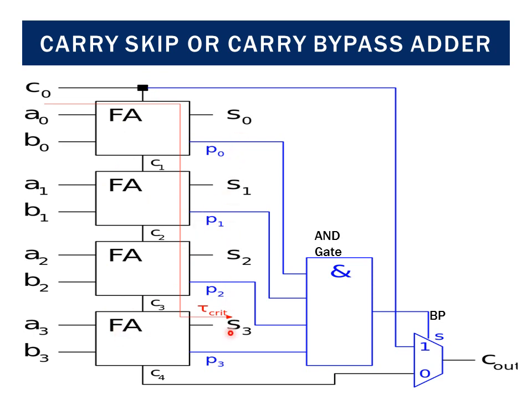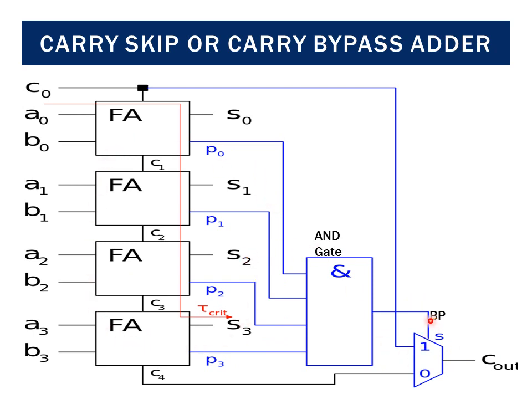Because whenever all these p's are 1, it means that this carry is supposed to be propagated through all these adders, and that we are now skipping. We are directly bypassing all these adders, and carry is to be taken directly from C in to the C out, and that is how the significant reduction in the delay is observed.